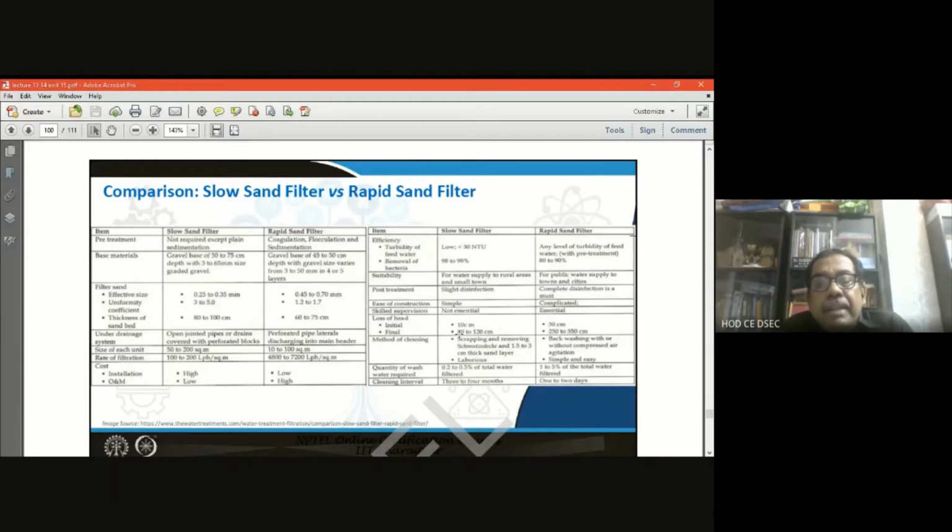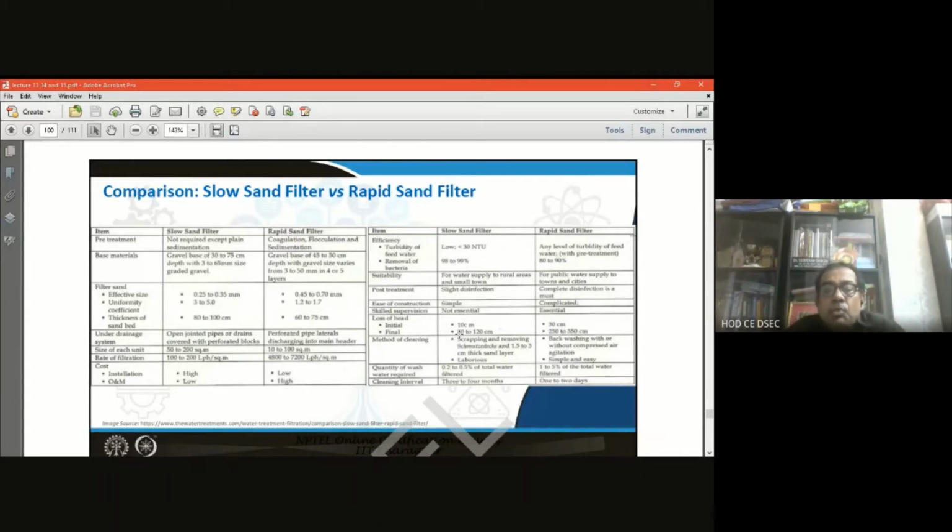Now removal of bacteria, slow sand filter is 98 to 99% because the slow sand filter is very much effective for removal of bacteria. But in case of rapid sand filter, it is 80 to 90%. This mostly removes the suspended matters, that is the turbidity, in case of rapid sand filter.